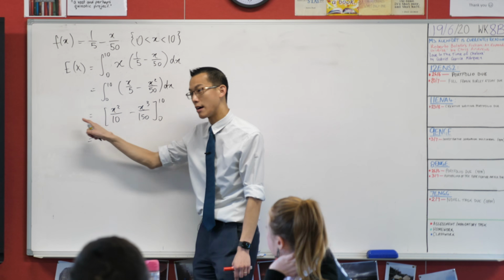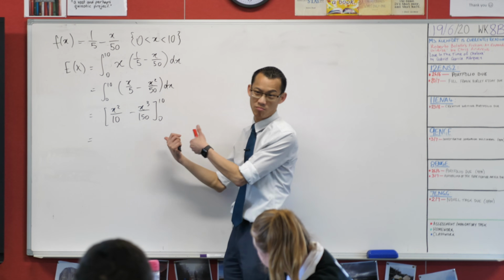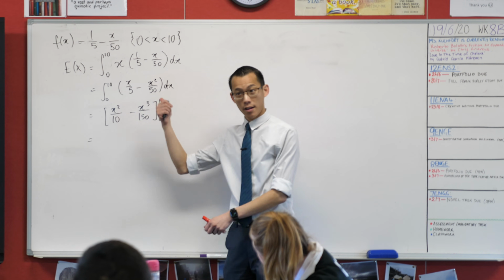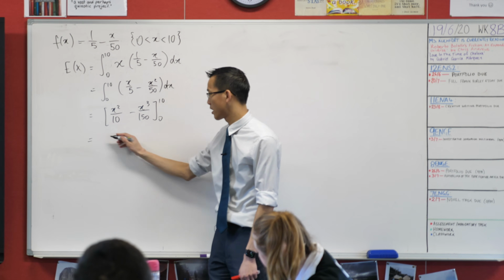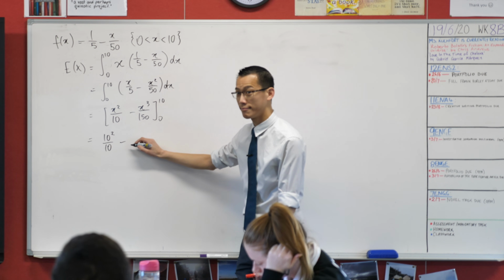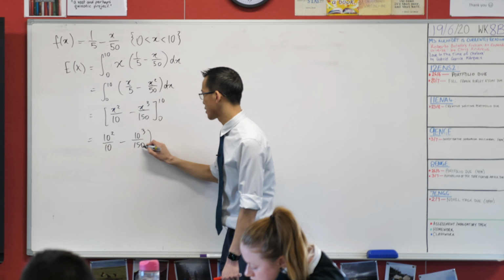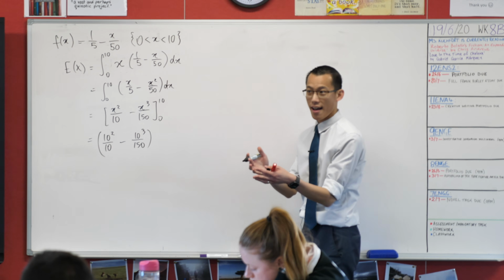For example, if I factorized out this x, I'm still going to have to substitute it in a couple places anyway. So you know what? I'm just going to use it as it is. Upper boundary, then lower boundary. Yeah, so here comes the upper boundary. 10 squared on 10, take away 10 cubed on 150, right? There's my upper boundary. Minus 50 over 3.